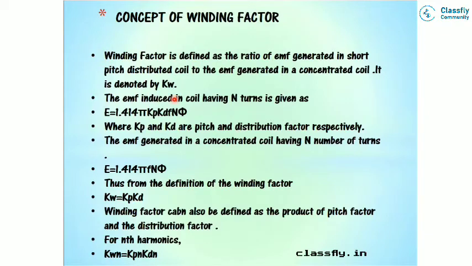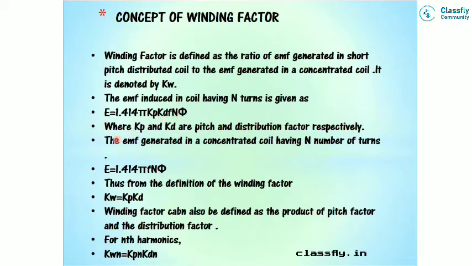Okay, so the EMF induced in a coil having N turns is given as 1.414, meaning root 2, times Kp times Kd times f times N times phi. Kp is your pitch factor and Kd is your distribution factor. f means your frequency, N is your number of turns, and phi is your flux. Where Kp and Kd are the pitch and distribution factors respectively.